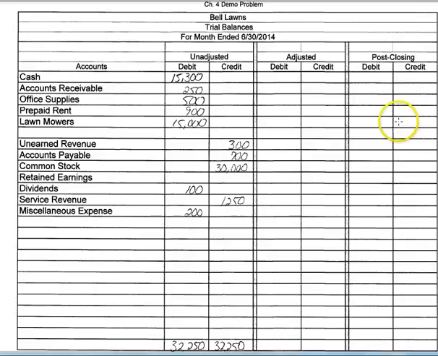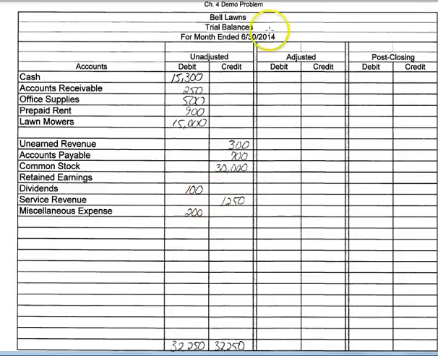This is part 2 of the Chapter 4 lecture. At the end of part 1, we had completed this trial balance. So for the month of June, transactions had taken place, and we had recorded and posted those transactions. So these accounts have these ending balances.